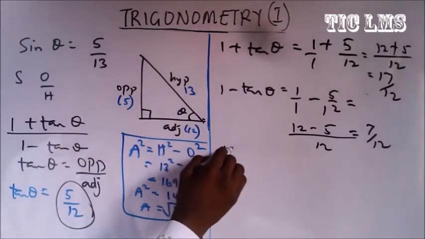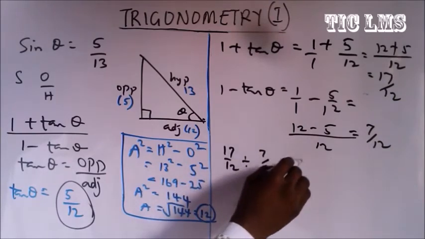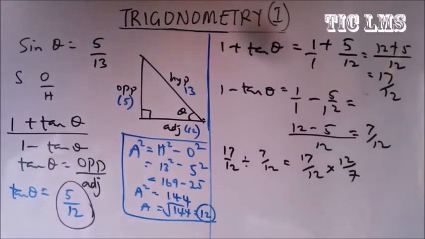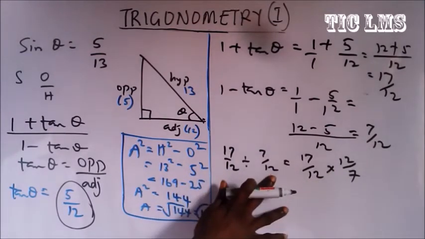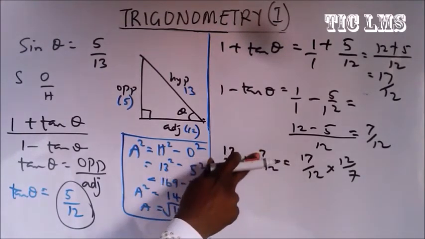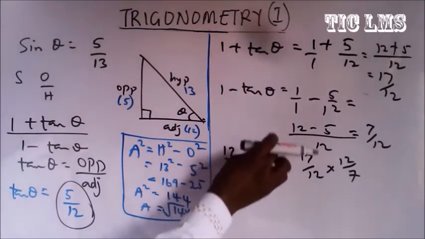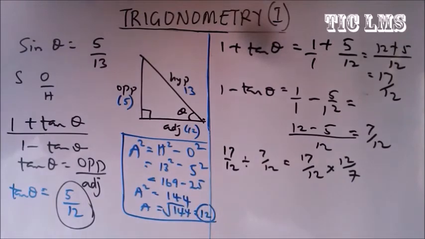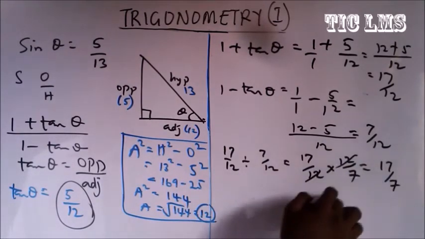So we have 17 over 12 divided by 7 over 12, which is equal to 17 over 12 multiplied by 12 over 7. That is, when this divided changes to times, the 12 at the denominator here will move up, while the 7 at the numerator will move down. And it applies only to the fraction or the number which is after the division. 12 cancels 12, and we're having 17 over 7.